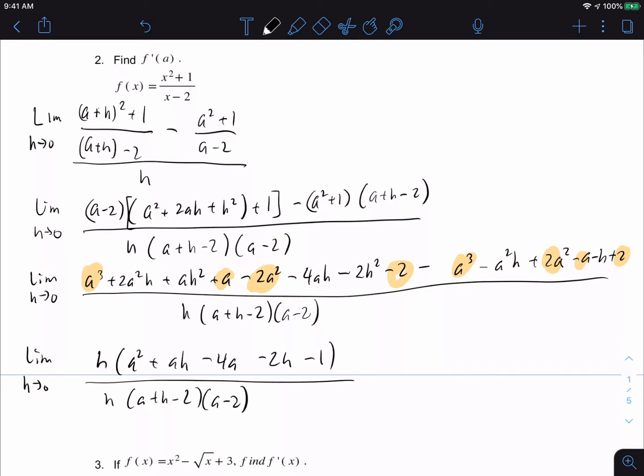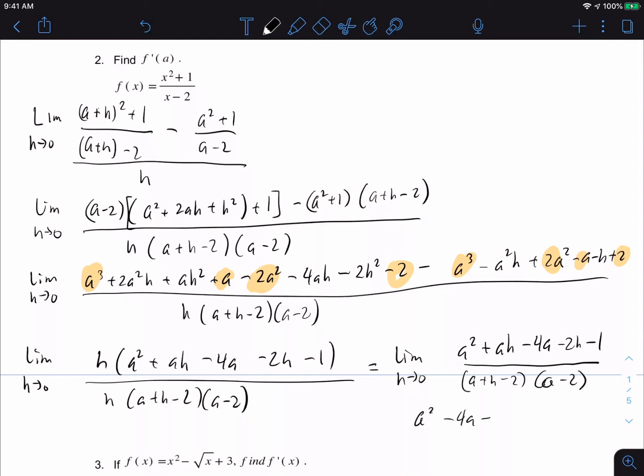Do you guys agree with that? And so I'm going to be left with a squared plus 8h minus 4a minus 2h minus 1 all over a plus h, oops, let's do a minus 2, a minus 2, and so I'm going to get a squared minus 4a minus 1 over a minus 2 quantity squared.